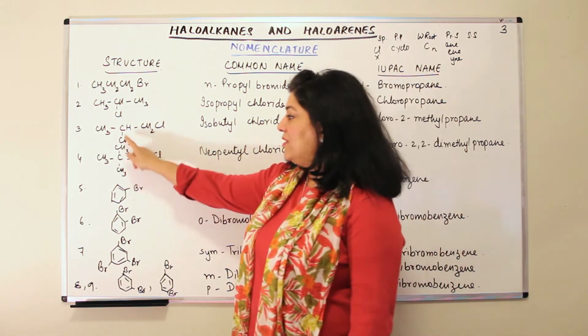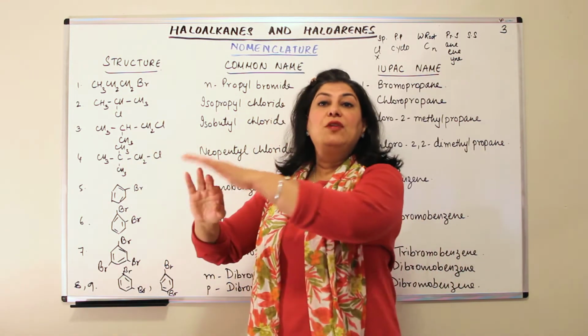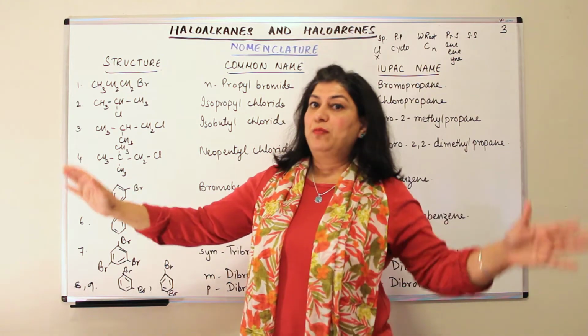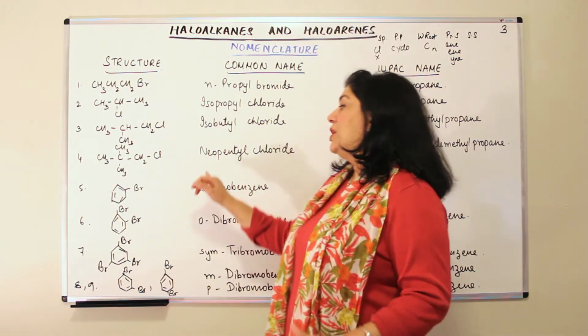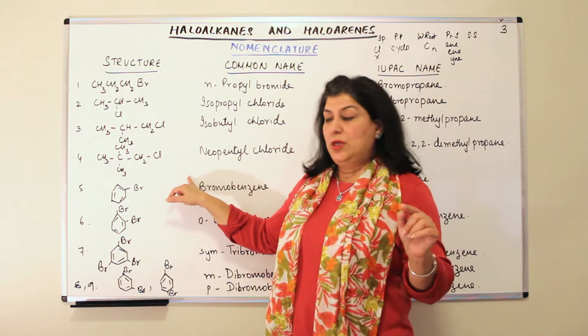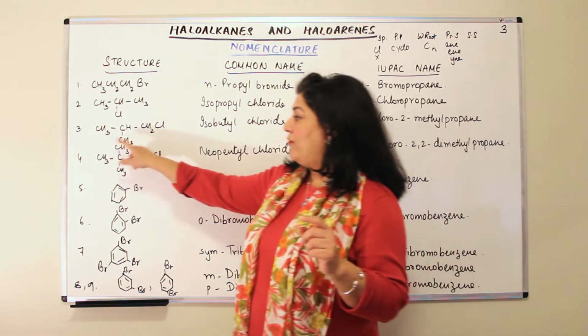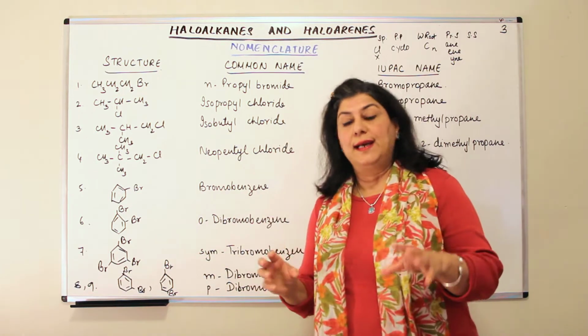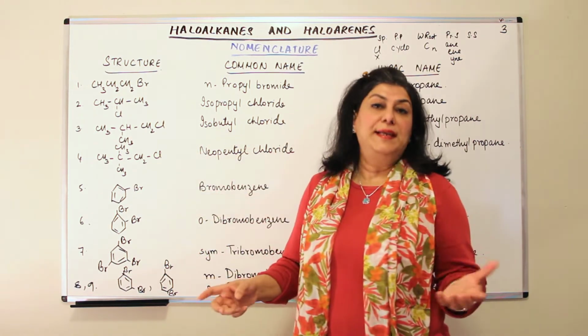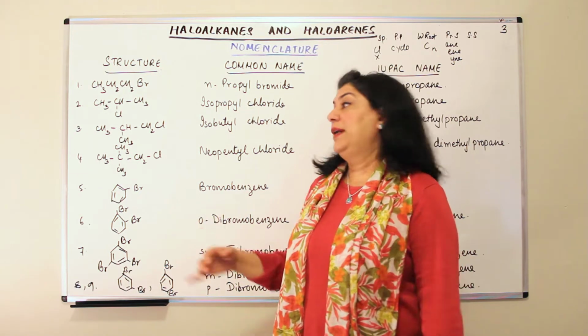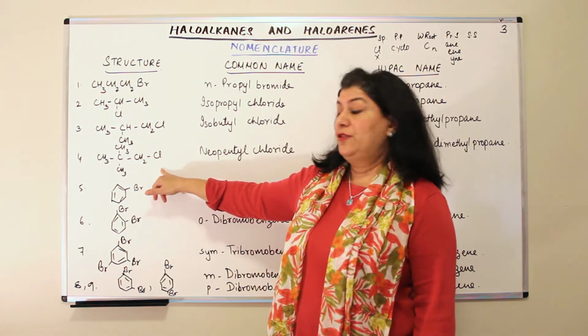And since it is branched like this, one of the carbons is making 4 separate bonds with 4 carbon atoms. Such a compound is known as a neo compound. So it would be using the prefix neo. And since it has got 5 carbons, it is neopentyl, and the chlorine would be chloride. Neopentyl chloride would be the common name of this compound.